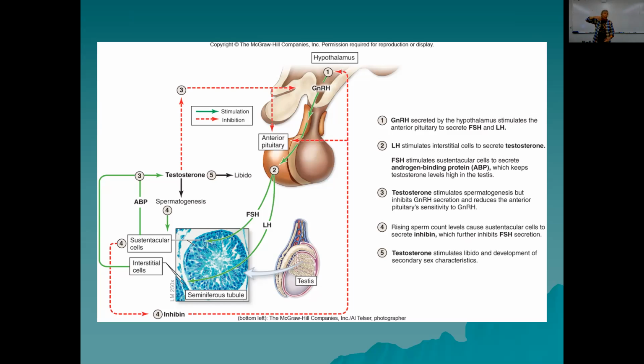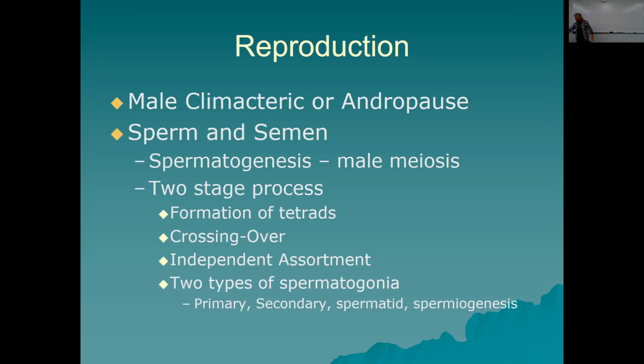One of which is it maintains secondary sexual characteristics. So if you want to keep testosterone high at the correct level in the rest of the body, but want to lower it in the testes because you already have enough sperm, then you secrete inhibin, which inhibits FSH and stops androgen binding protein. So testosterone stimulates development of secondary sexual characteristics and libido, which is sexual desire. Testosterone is responsible for sexual desire. It stimulates sexual desire.